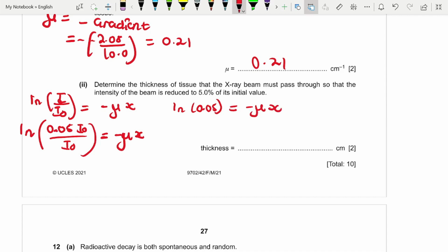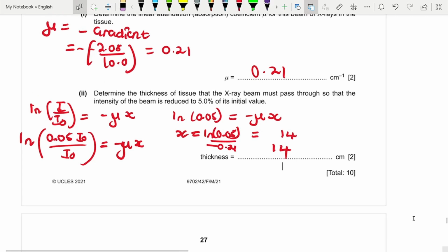But why did they ask you to find mu, guys? So that you can be able to find x. You guessed it. So x is going to be ln 0.05 divided by negative 0.21. That's going to give you a value of x of 14 centimeters, right?